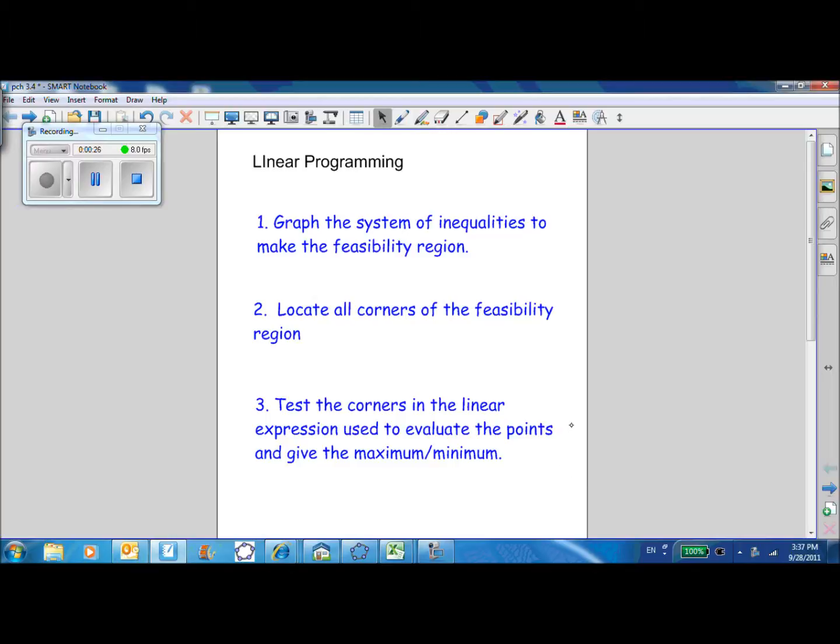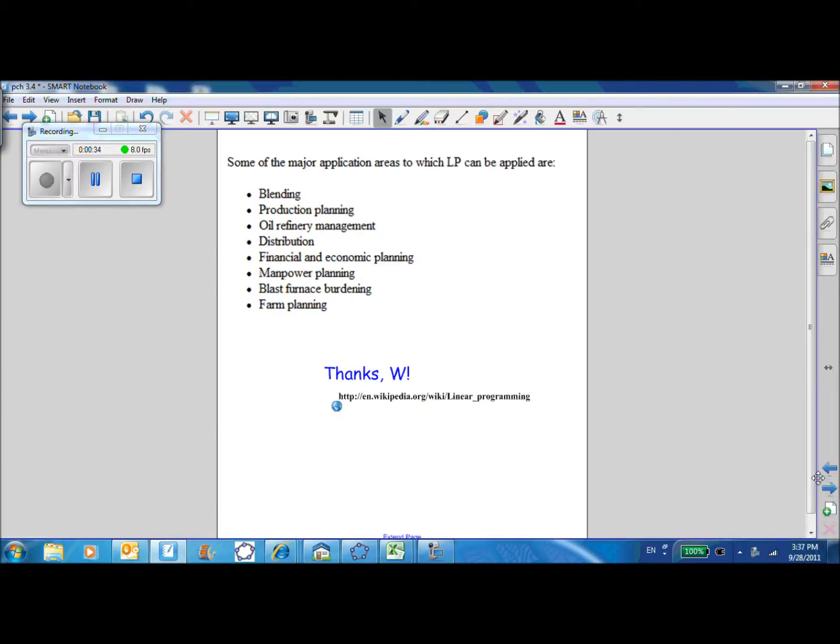So they're fairly complicated, but they start off with something we just did in the third section. That is systems of inequalities. Now here's some of the applications, and we can thank Wikipedia for coming up with some of this information. We're going to do an example. I think there are several in manpower planning and so forth and economic management that we'll look at today.